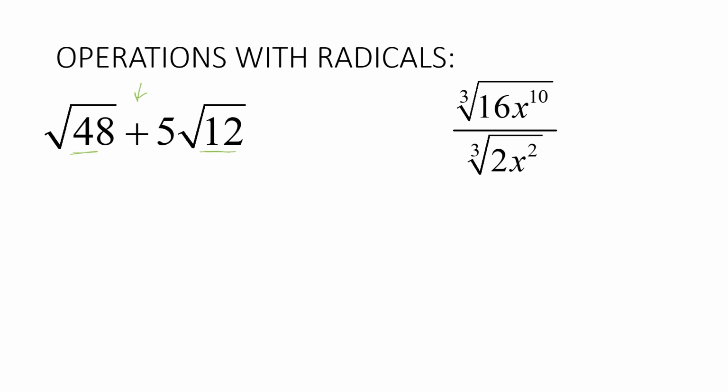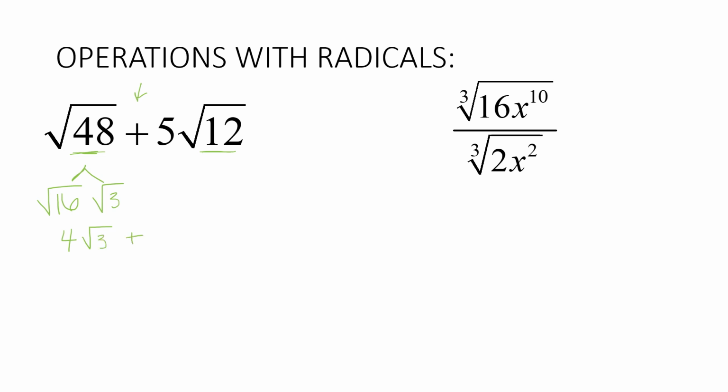So I'm going to break down both of these roots here to see if I can get them to be the same root. So when I look at 48, I want to think of the biggest perfect square that goes into 48. The one that jumps into my brain would be the square root of 16. The square root of 16 goes into 48 3 times. That's going to go poof, turn into a 4, and I have 4 square root of 3.